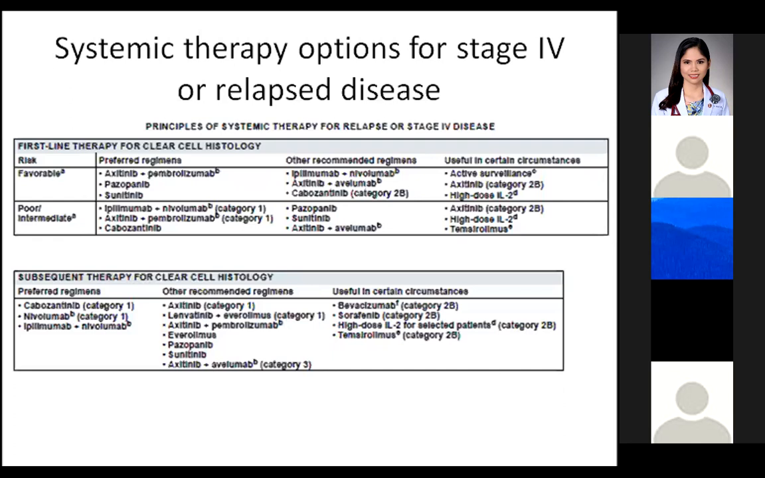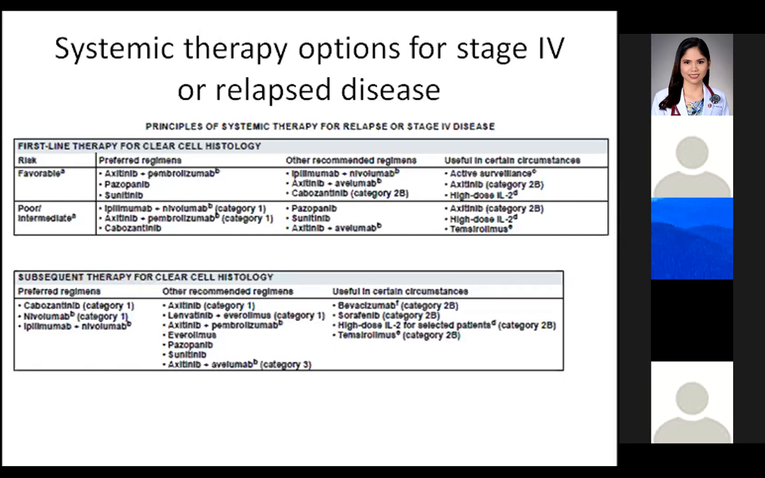So, the next drug described in the guidelines is bevacizumab, a recombinant humanized monoclonal antibody that binds and neutralizes circulating VEGF-A, and in combination with interferon alpha, it is a Category 1 option for the first-line treatment of patients of all risk groups with relapsed or medically unresectable clear cell stage 4 RCC. And temsirolimus, it is an inhibitor of the mTOR protein.